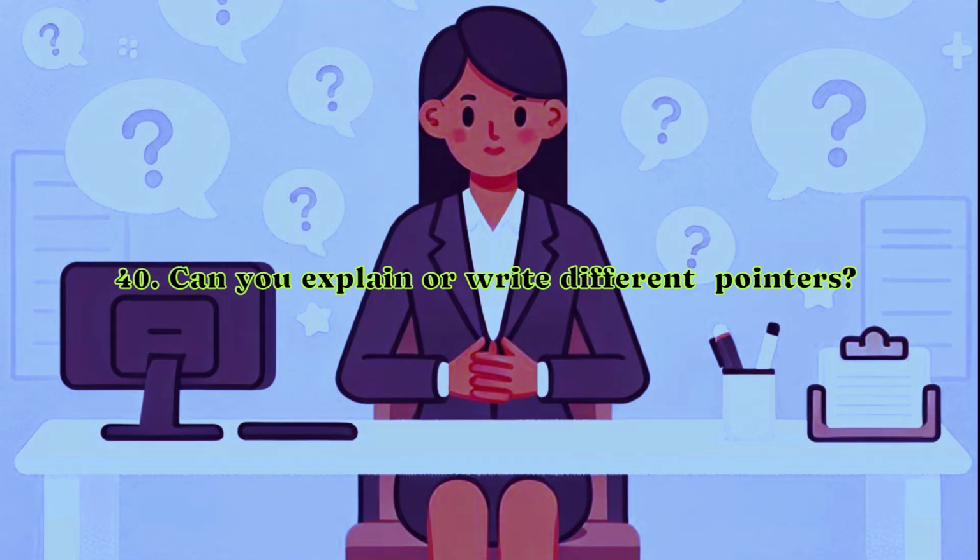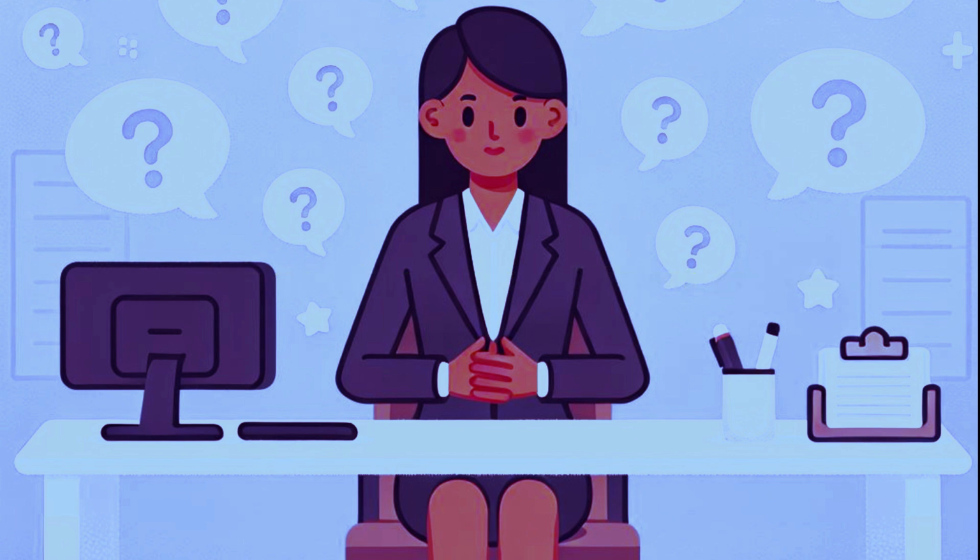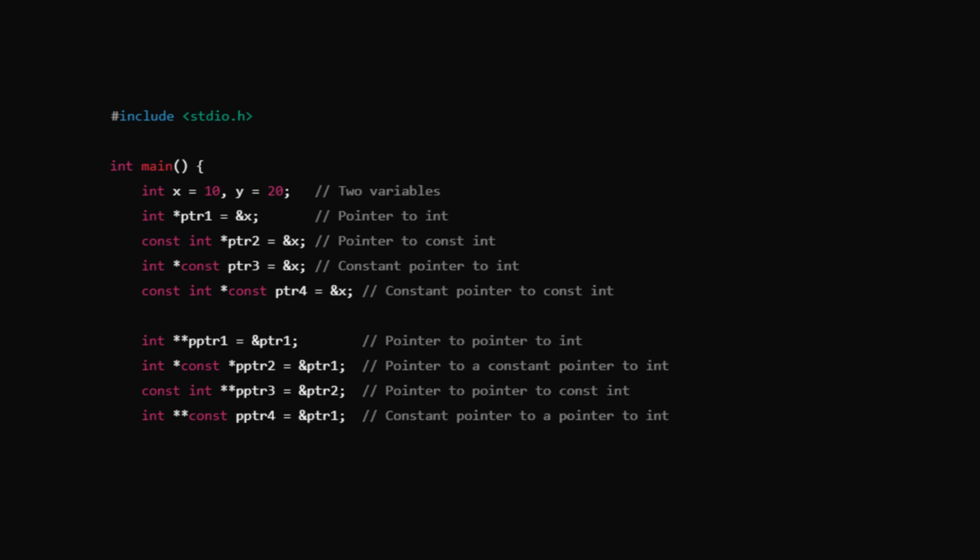40. Can you explain or write different pointer combinations? See the different examples. 1. int *ptr1. ptr1 can modify the value of x or point to y. 2. const int *ptr2. ptr2 can point to another variable, ptr2 = &y, but it cannot modify the value it points to. 3. int *const ptr3. ptr3 can modify the value of x, *ptr3 = 30, but it cannot be reassigned to another variable. 4. const int *const ptr4. ptr4 can neither modify the value it points to nor change the pointer itself.